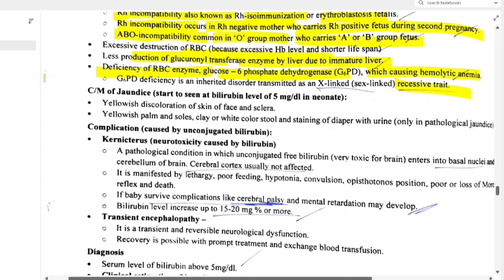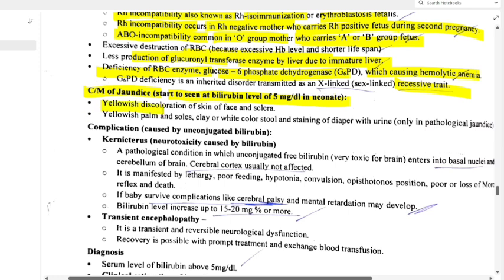Okay. Now comes the clinical manifestation of jaundice. It starts to be seen at a bilirubin level of 5 mg/dL in a neonate, because it is a small baby. If it increases above 5 mg, it is visible in that baby.